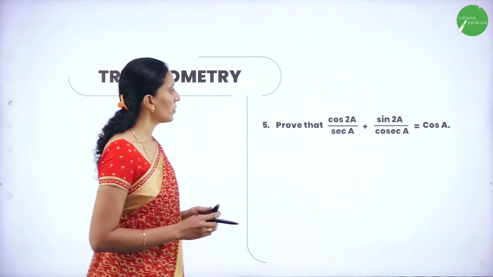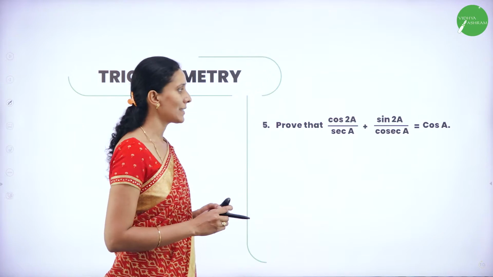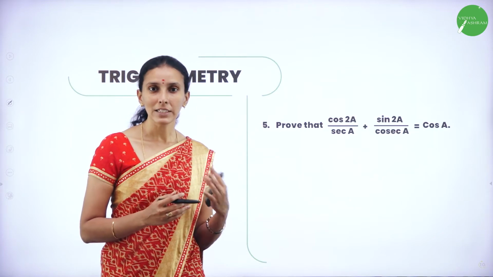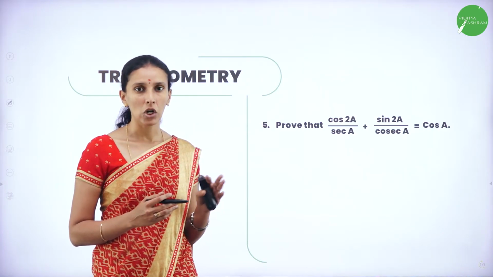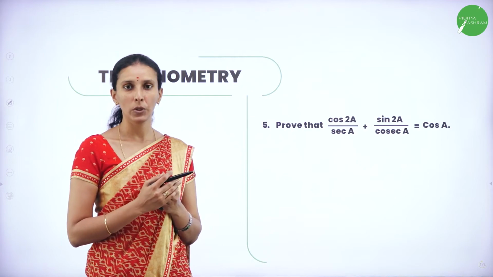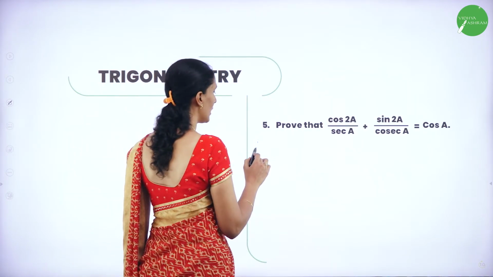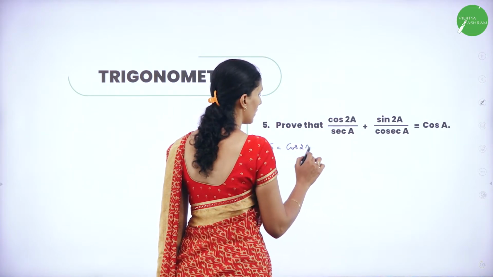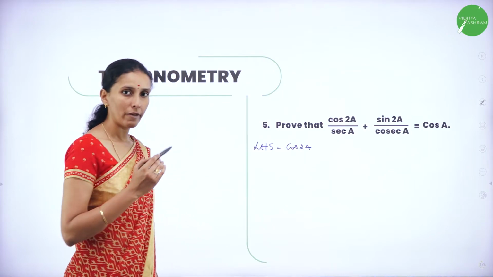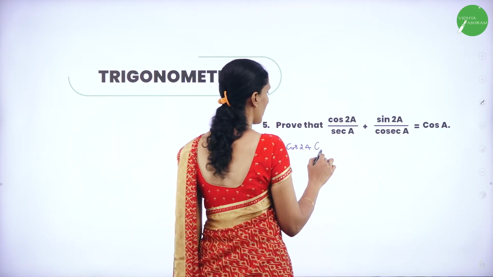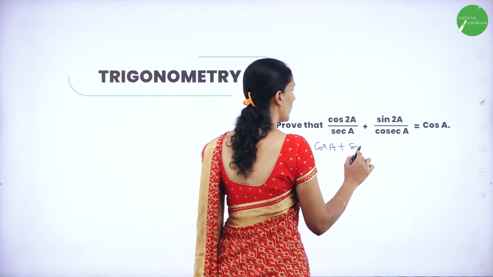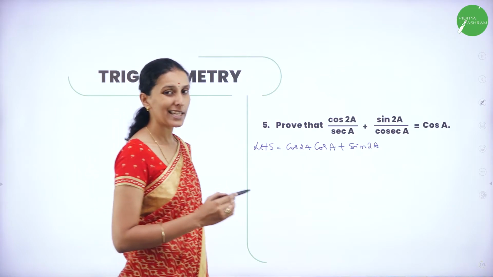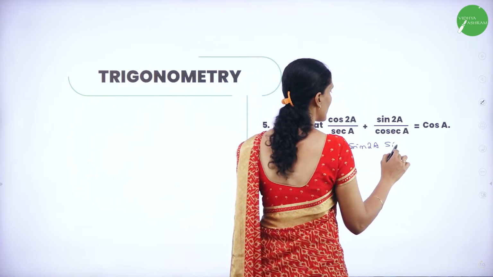Next question. Prove that cos 2A by (1 by secant A) plus sin 2A by (1 by cosecant A) is equal to cos A. So whenever you have other trigonometric function than sin, cos and tan, you can replace it by using reciprocal. So therefore, here consider the LHS. LHS is cos 2A. Secant A is in the denominator, but 1 by secant A can be written as cos A. Similarly, sin 2A is given and divided by cosecant A. Cosecant A can be written as 1 by sin A. So 1 by cosecant A is sin A.